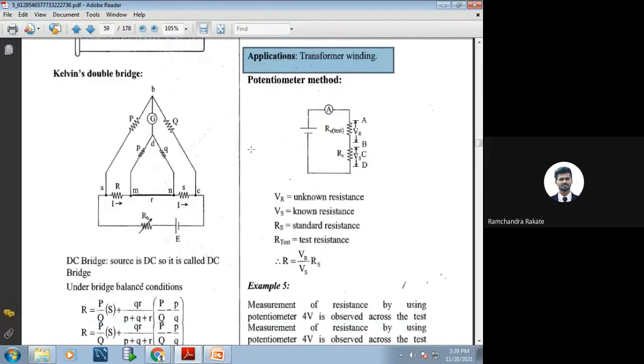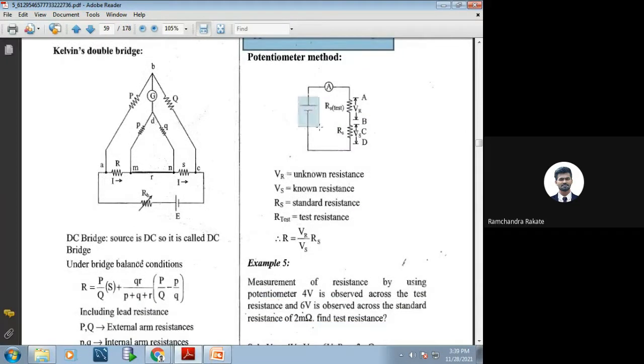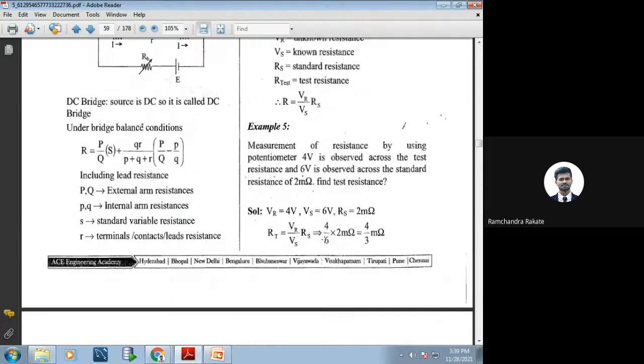Next we have the potential method. The potential method is a very simple one. We connect VR, which is the test resistance voltage, and this is the standard resistance. We just apply our basic formula and we get the answer. Now let us solve one numerical based on it. In a measurement of resistance by using a potentiometer, 4 volt is observed across the test resistance and 6 volt is observed across the standard resistance of 2 milli ohm. Find the test resistance. What have they given?